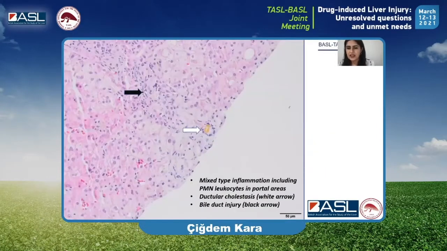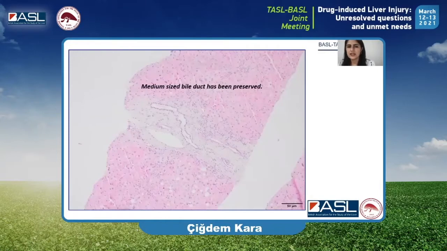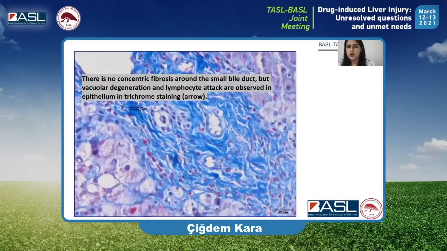As you can see here, mixed inflammation, including polymorphonuclear leukocytes in the portal area. The white arrow shows ductular cholestasis. The black arrow shows bile duct injury. The medium-sized bile duct has been preserved. There is no concentric fibrosis around the small bile duct, but vacuolar degeneration and lymphocyte attack are observed in the epithelium. Cytokeratin 7 staining.